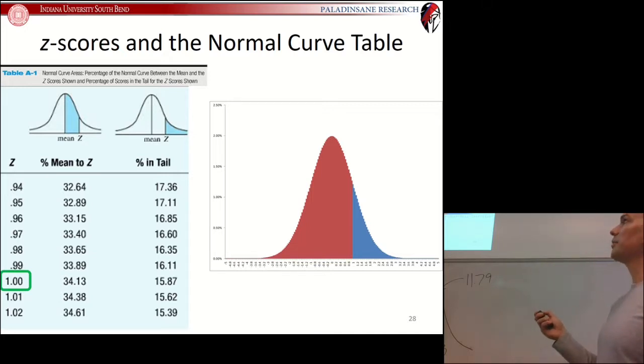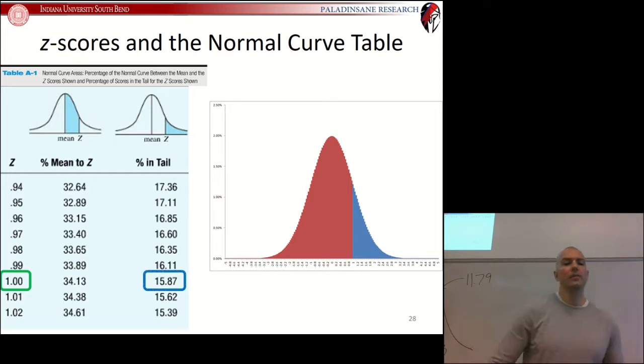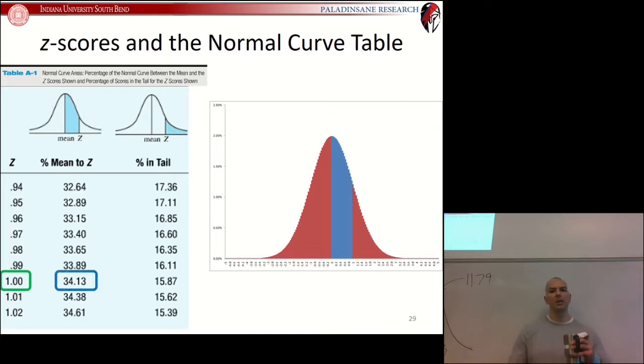Draw it out. It doesn't have to be accurate. It doesn't have to be to scale, but it will let you know, once you find your z-score, which column you need to look in. We need to look in that column right there. So the proportion above a z-score of 1.0 is 15.87%. The proportion between the mean and a z-score of 1, that blue proportion right there. Once again, draw it out so you don't get confused. Find that z-score, and we find the mean to that z-score. That proportion is 34.1.